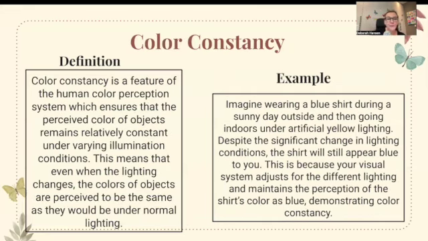Color constancy. Color constancy is a feature of the human color perception system, which ensures that the perceived color of objects remains relatively constant under varying illumination conditions, so different lighting conditions. This means that even when the lighting changes, the colors of objects are perceived to be the same as they would under normal lighting. So imagine wearing a blue shirt during a sunny day outside, then going indoors under artificial yellow lighting. Despite the significant change in lighting conditions, the shirt will still appear blue to you. This is because your visual system adjusts for the differences in lighting and maintains the perception of the shirt's color as blue, demonstrating color constancy.